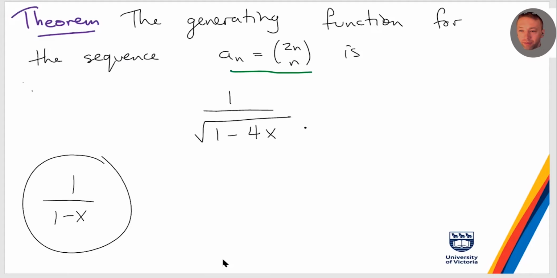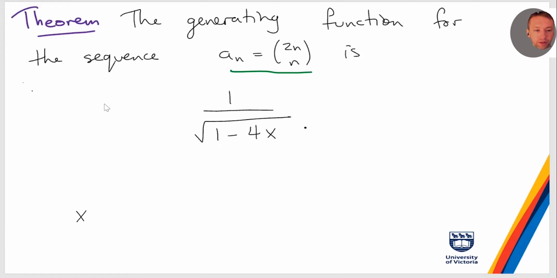This is our bread and butter, right? We're really good at dealing with that. We're less good at dealing with things that have square roots. So what I want to do is show how you can use this Newton's binomial theorem to get the coefficient of x to the n in this thing, and we're going to show that it's equal to 2n choose n, which is kind of a cool application.